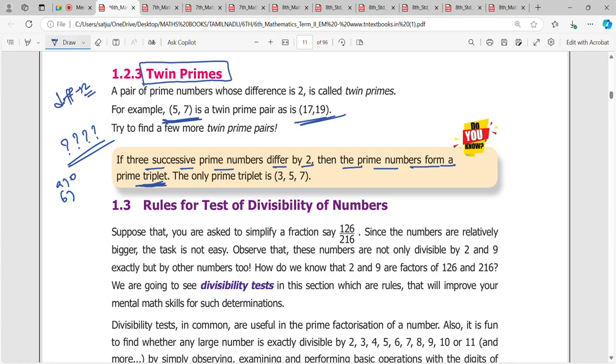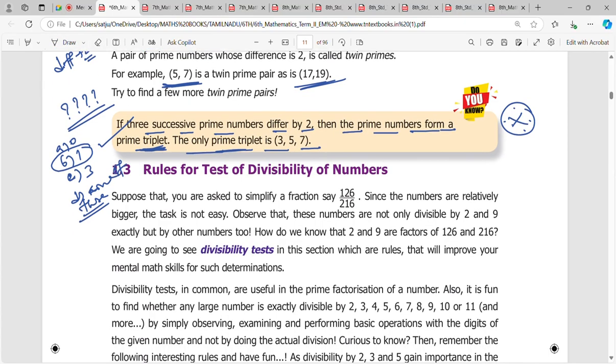Option, none. So none of this. So what would be the answer? The only prime triplet is 3, 5, 7. Very important. The answer here is 1. Very important note. Guys, understand and take this note.